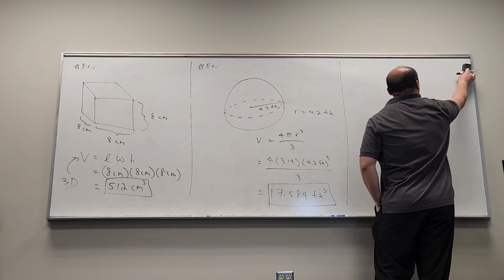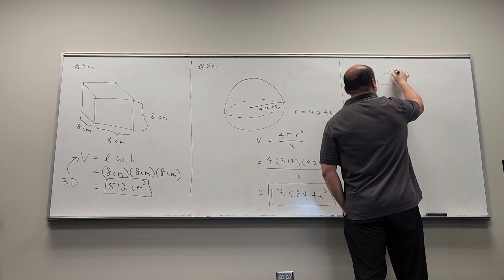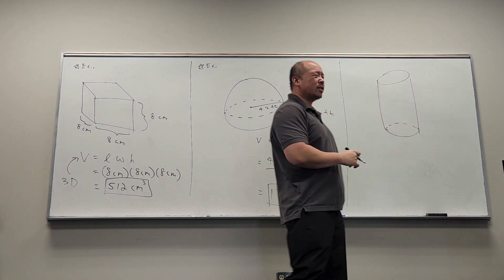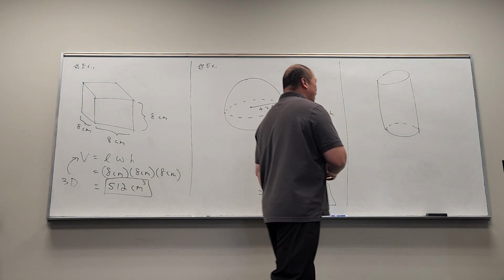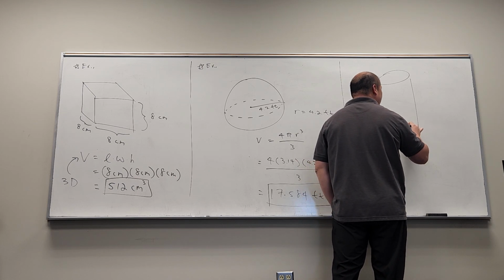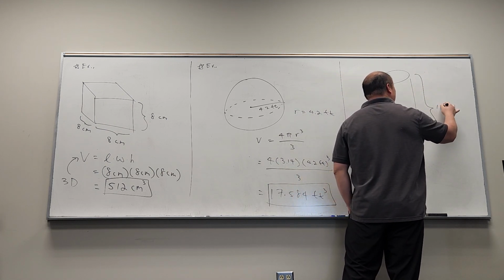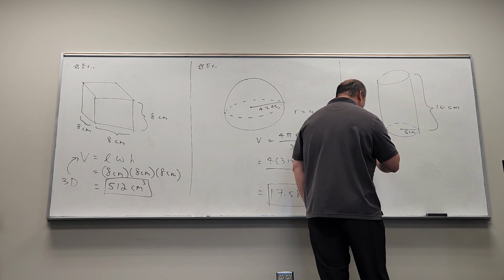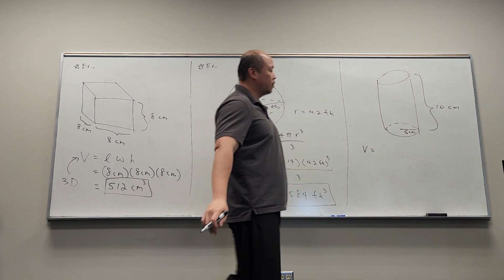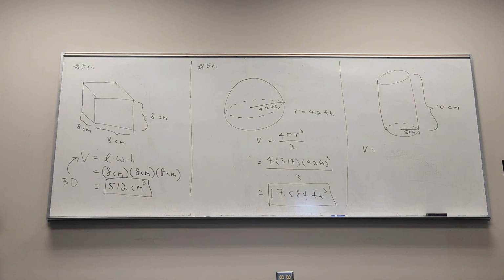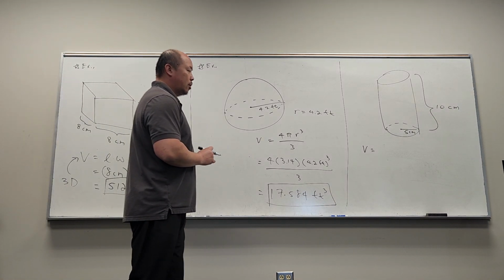And you also see stuff like this one. This is like a cylinder, is that how you say? A cylinder. And let's say the radius here is 5 centimeters, and the height is 10 centimeters. I want to know what's the volume. So all that information has to be given to you, right?